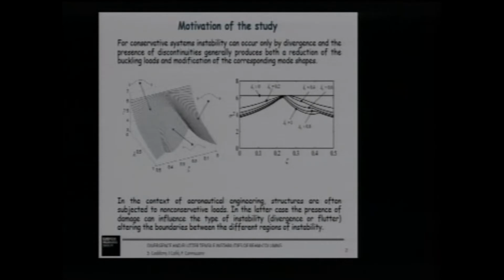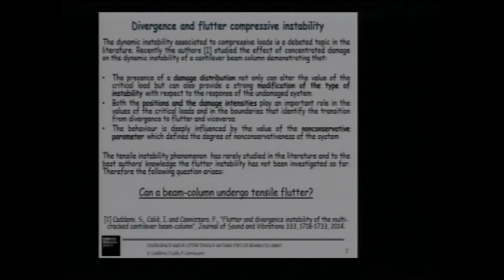But in aeronautical engineering, sometimes structures are subjected to non-conservative forces. And in this case, the damage can produce also a modification in the type of instability, which can be of flutter type. In a previous paper, we studied the effect of concentrated damage on the dynamic instability of a cantilever beam column subjected to conservative and non-conservative forces.